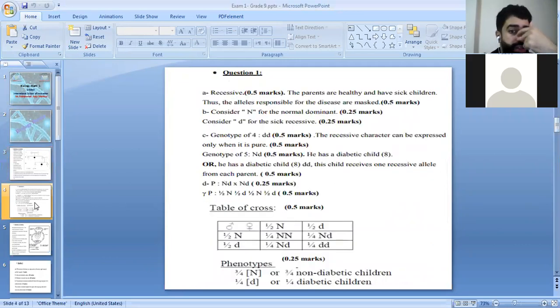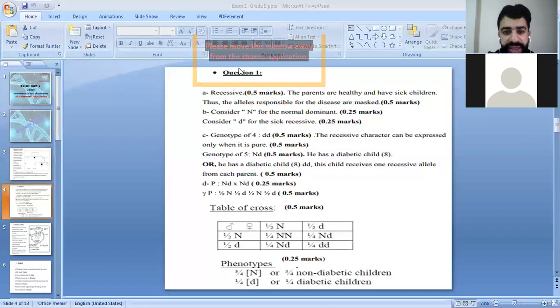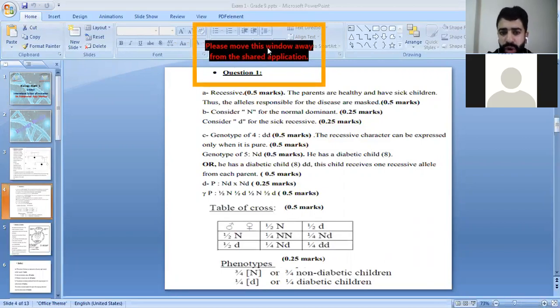Question number 1, the answer. So recessive, as you said, the parents are healthy and they have sick children. So the allele responsible for the disease was masked. So you have to say recessive and you have to say masked for both of them. Then giving the symbols, the normal dominant allele N, and D is for the recessive allele.